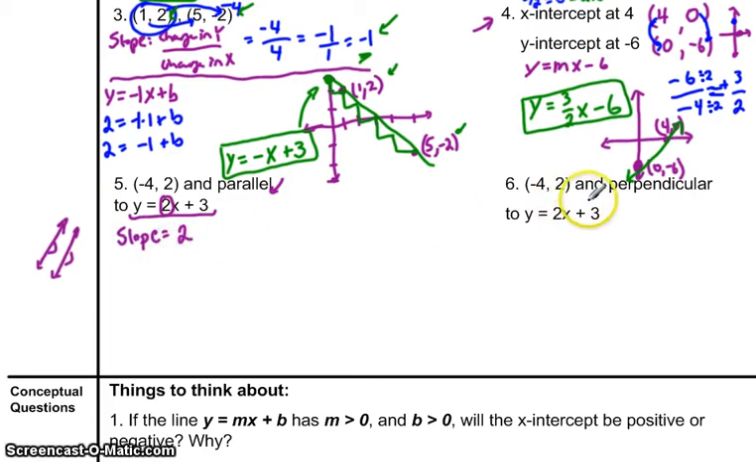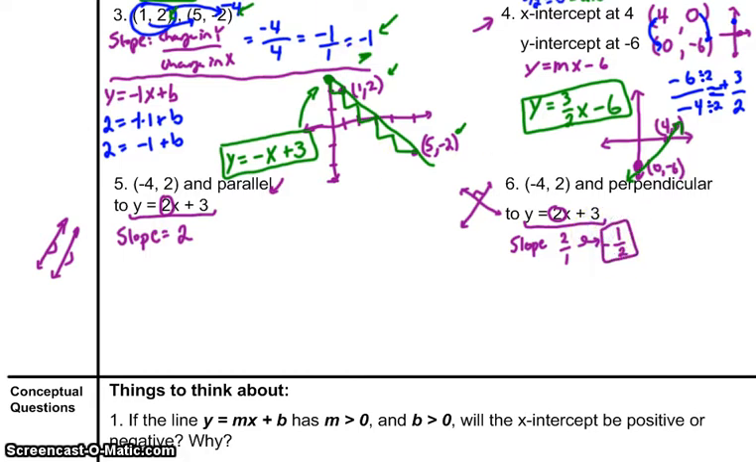In number 6, I've got a perpendicular line. So again, my original slope is 2, but for perpendicular lines, I need to have that opposite reciprocal slope, also known as keep, flip, change. So my original slope, again, was 2. You can also call that 2 over 1. So opposite reciprocal means to flip the fraction over, 1/2, and change the sign from positive to negative. So my new line will have a slope of negative 1/2.